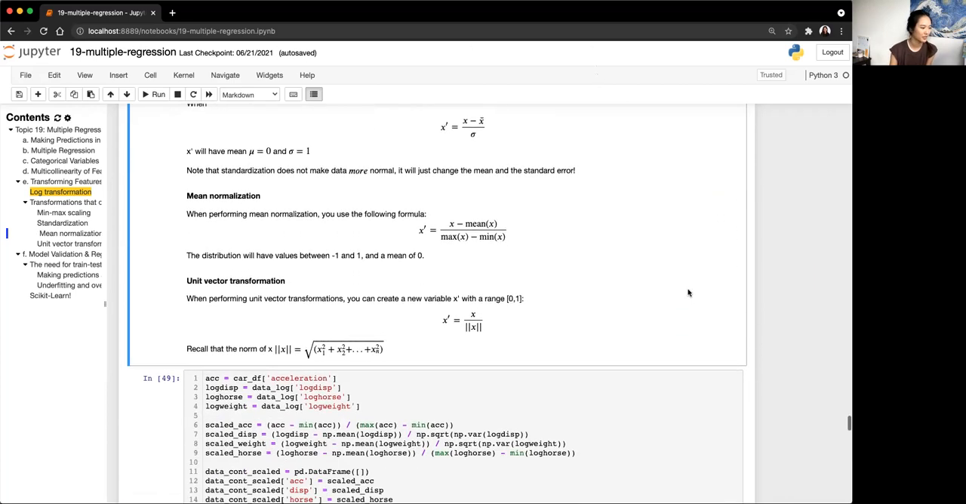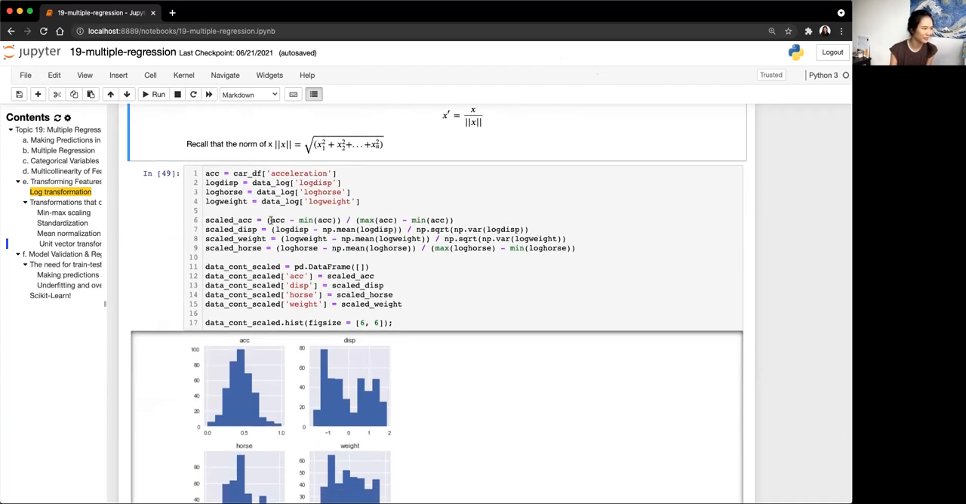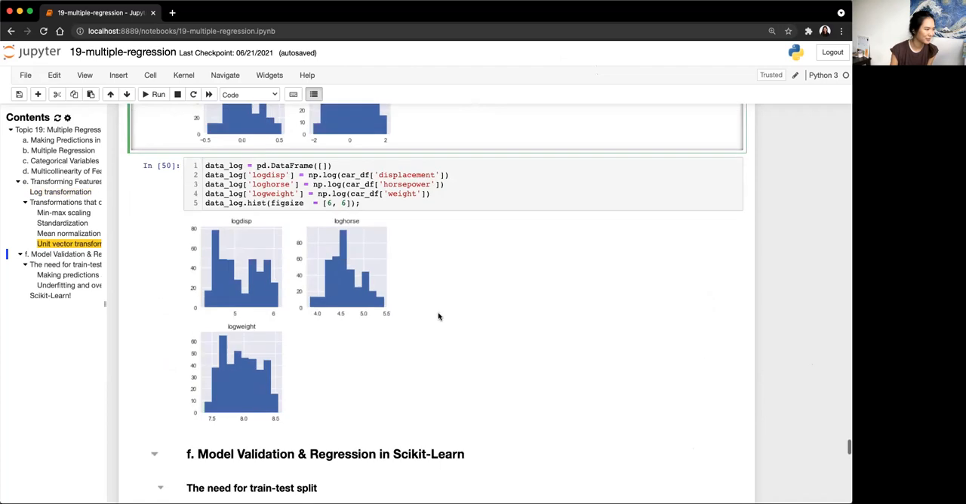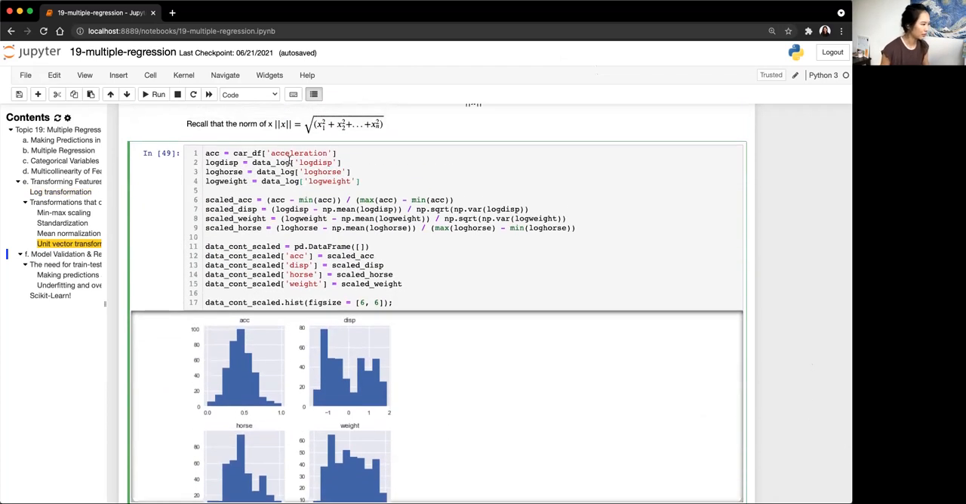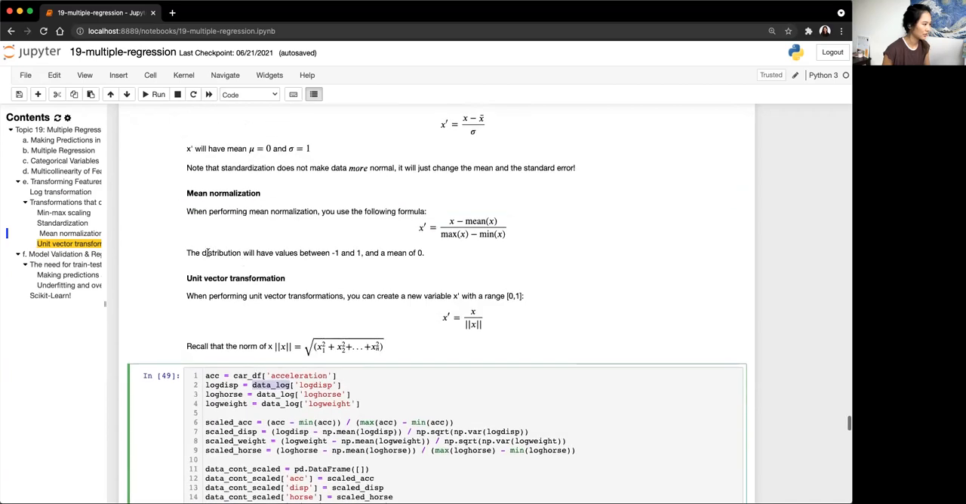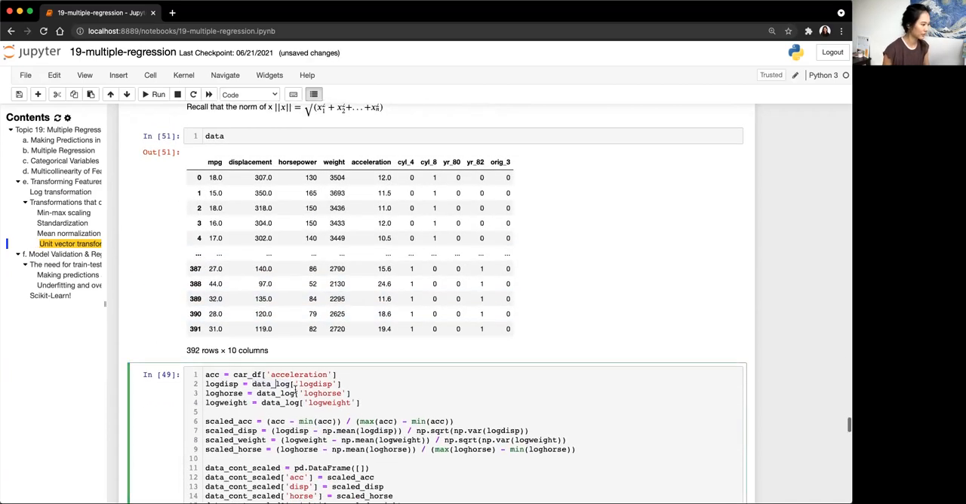Okay, so let's just do a bunch of transformations and see what happens. Here we have scaled acceleration, displacement, weight, and horsepower, all with different methods. And let's take a look and see what happens when we run that through our regression. So let me change this real quick. Let me just see what data is so I can add it there. Okay, cool. So I'm going to just change this to data.